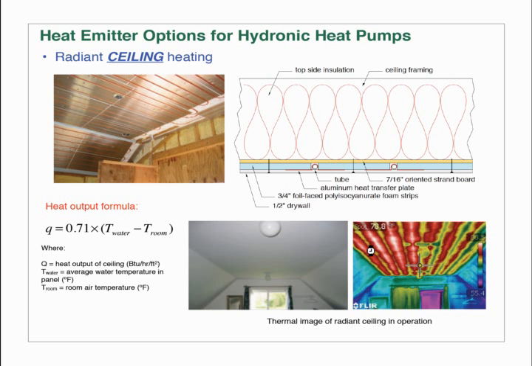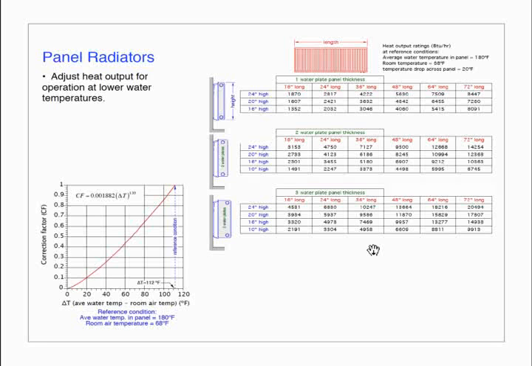Panel radiators are a possibility, but make sure you derate them for the lower water temperatures. Most manufacturers give you ratings at higher water temperatures. That's what this table shows, along with some kind of a correction factor for those lower temperatures. Again, like with thin tube baseboard, plan on about 3 times the surface area on a panel radiator if you're operating it at 120 degree water versus 180.